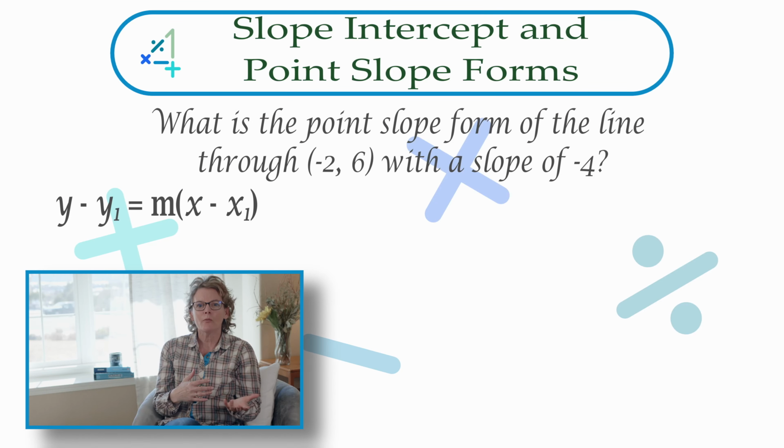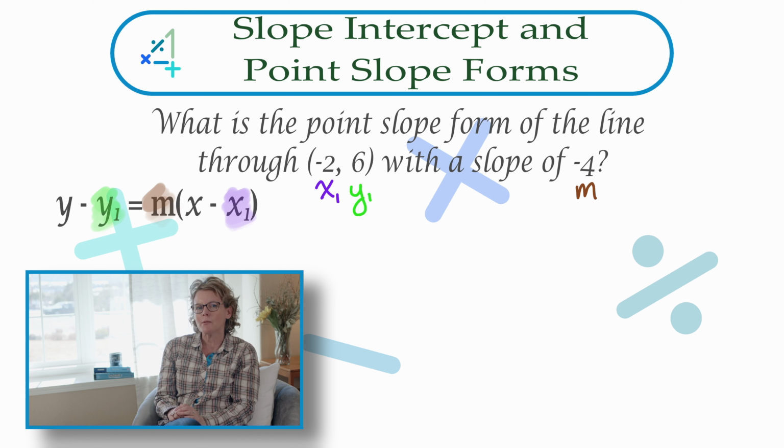What is the point-slope form of the line through (-2, 6) with a slope of negative 4? For this one, I'll label each of these. The x1 just means it's the x value of point number 1. The y value of the point is y1. The slope is m.